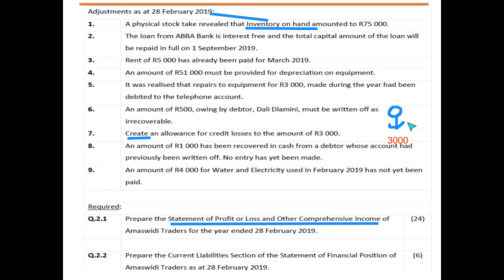Okay. So here is an increase because why? It was 0. Now they say I must create. It means from 0, we have got what now? We have got 3,000. So the difference between 0 and 3,000 will be the expense. So I'm going to show that adjustment. We call it an adjustment. I'm going to put it under expenses.